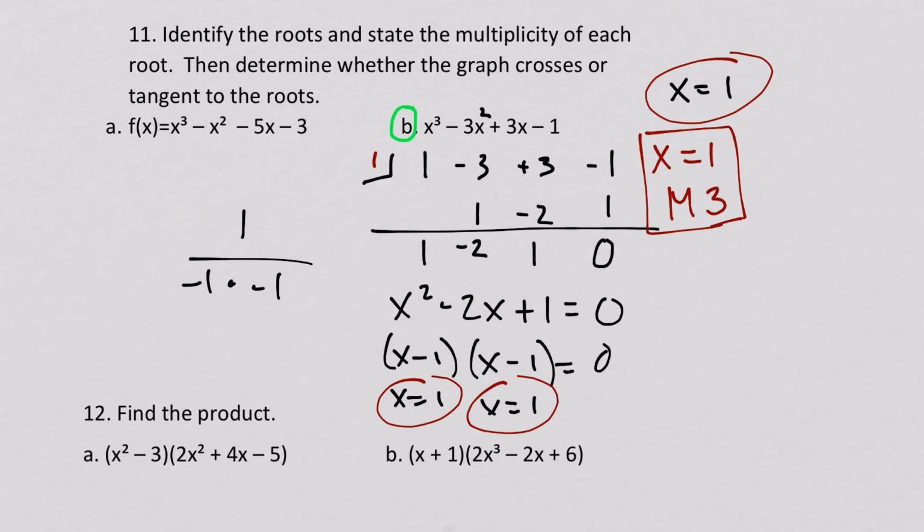Now, what does that represent? If you were to graph this function, it would cross the x-axis at x equals 1. Since the multiplicity is 3, which is odd, it crosses. What you have to remember is ET, OC. ET means that if it's even, it's tangent. If it's odd, it crosses. And we're talking about the multiplicity here, not the actual value of the solution. The multiplicity is 3. That's odd, so it crosses. It will cross here. Crosses. Done.